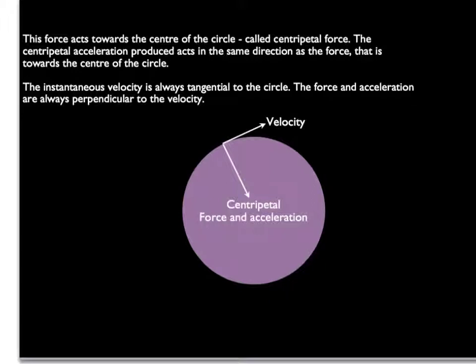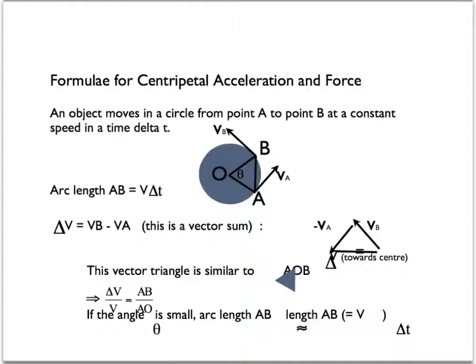of the circle. The instantaneous velocity is always tangential to the circle, and you can see that in the diagram below. The velocity is at a tangent to the circle. The force and acceleration are always perpendicular to that velocity direction, so we can draw that in as a 90-degree angle there.